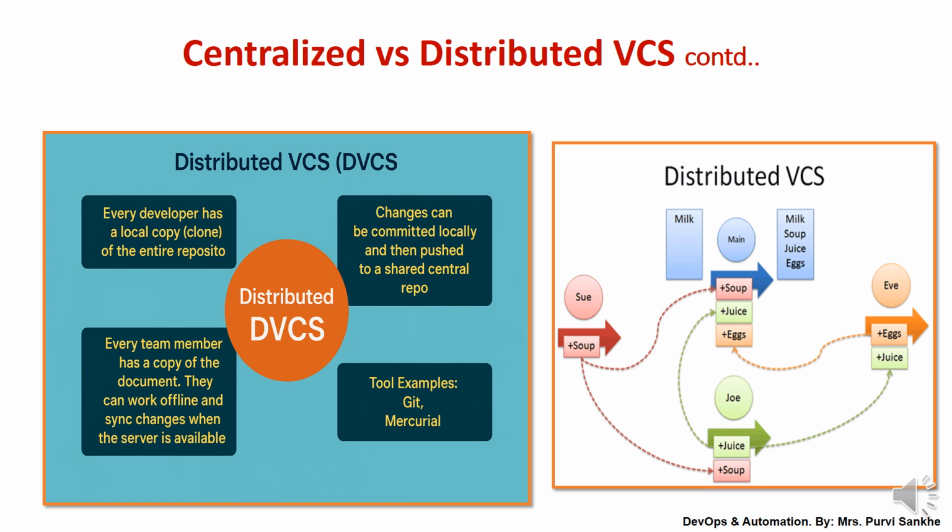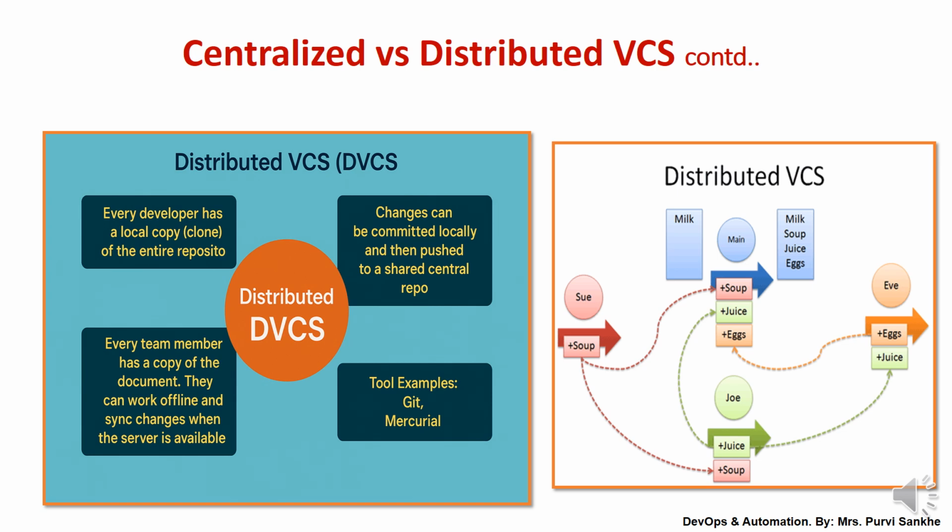So here every team member has a copy of the document and they can work offline, make the changes, and sync the changes whenever the server is available. The tools which are used for this DVCS are Git and Mercurial. Here one diagram is shown for the distributed VCS. We can see in this diagram, this is for better understanding.